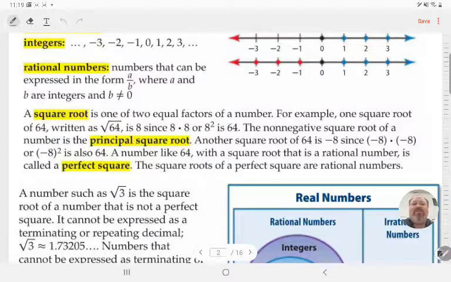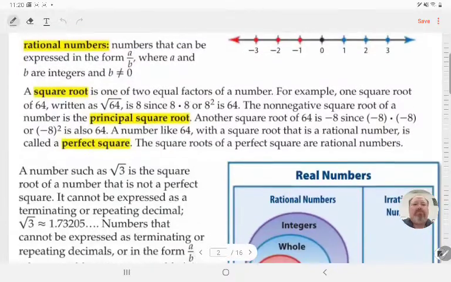64, okay? And a number that has a rational number as its square is called a perfect square. So an 8 times an 8 equals 64. That would be a perfect square.